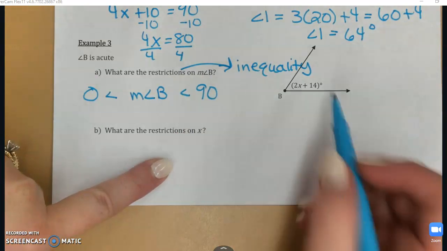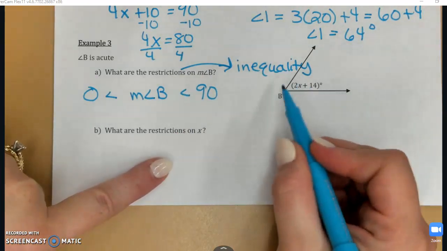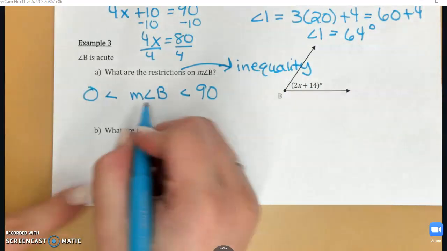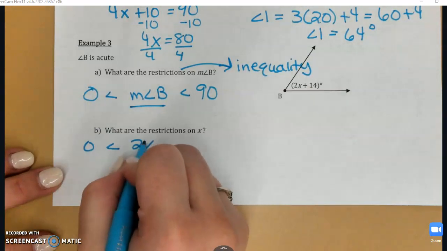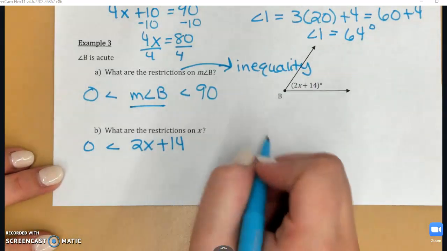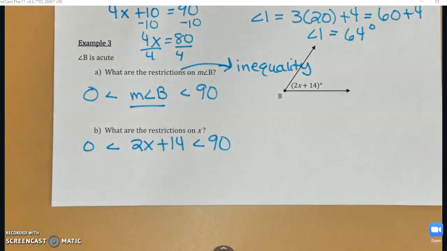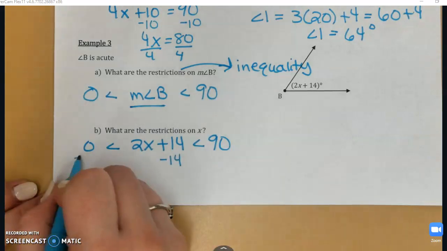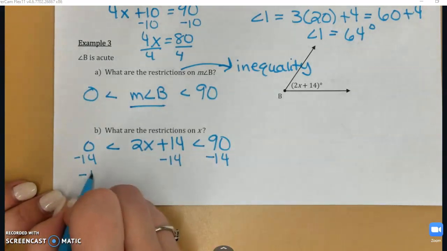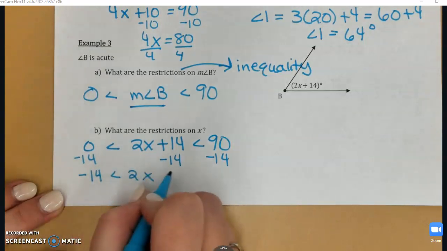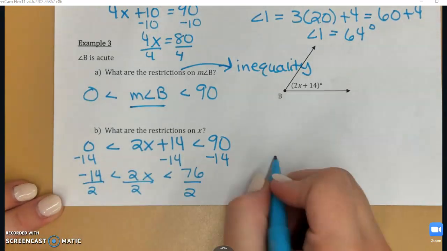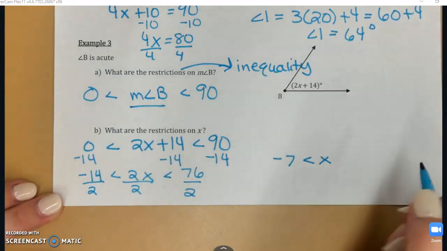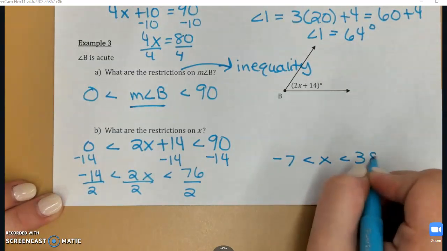Now, what are the restrictions on x? This comes from the expression we're given for the angle inside here. So what I'm going to do is replace the measure of angle B with that expression. So starting with the same inequality, I'm just going to replace angle B with 2x plus 14. And I'm just solving this inequality, which again, you practiced on your first day homework. So I'm going to subtract 14 from all sides first. And then I'm going to divide everything by 2. And my restrictions on x are that it has to be greater than -7, but less than 38.